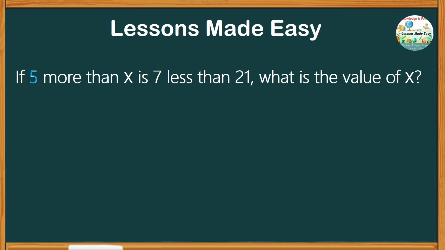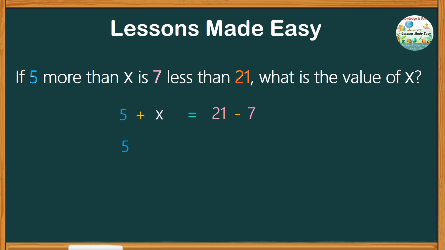If 5 more than x is 7 less than 21, what is the value of x? The first thing we have to do is rewrite this problem as an equation. 5 more than x can be expressed as 5 plus x. "Is" means equal. 7 less than 21 can be written as 21 minus 7.